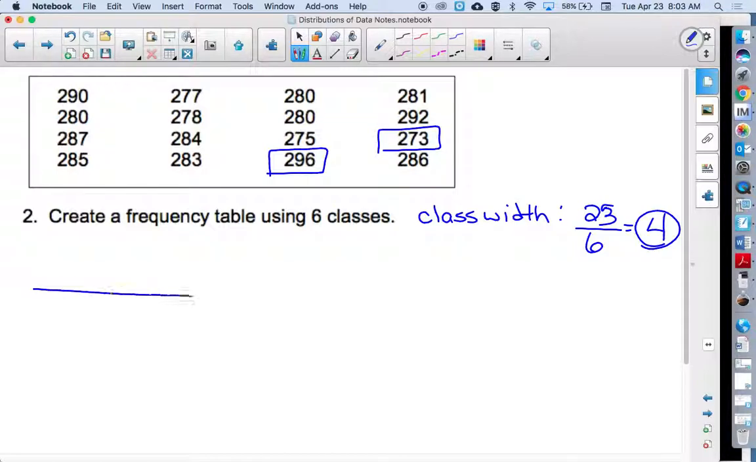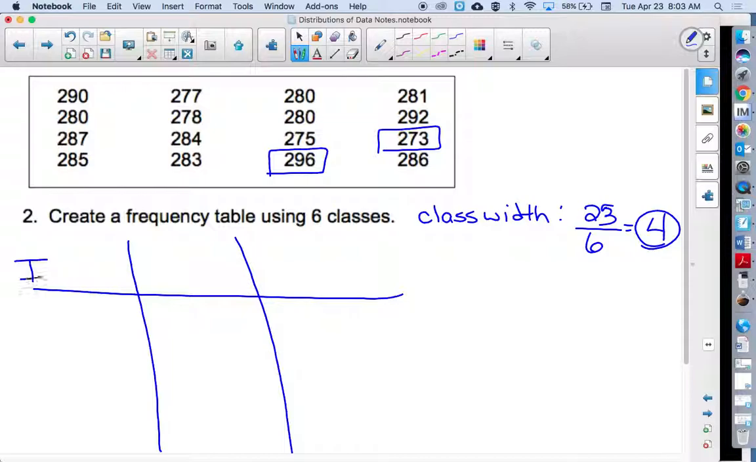So we're going to make a frequency table, which is just a chart. In the chart, we're going to have the interval, the tally, and then the frequency. So we're literally going to keep track of how many numbers fall within our values. The first interval starts with the smallest number. Well, that was 273.